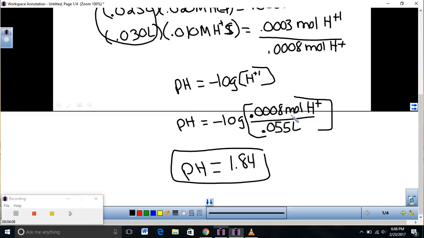So we would only do this for strong acids, because weak acids you start getting a lot more complicated because you have those RICE equations, etc.